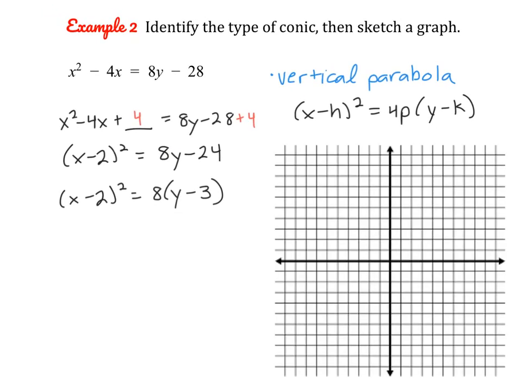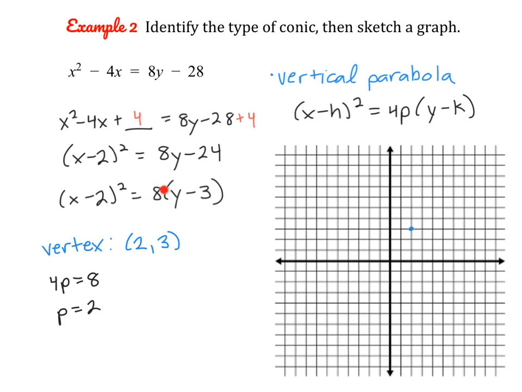Okay, so to graph this, we can start with the vertex, which remember is going to be (h, k). So in this case, we can see that it's going to be positive 2, positive 3. It's going to be right here. And then for us to find our focus and our directrix, we need to know our p-value. So notice that this number right here should be equal to 4p. So we say 4p equals 8. So our p-value is 2. So remember, the p-value is the distance from the vertex to the focus, or the vertex to the directrix.